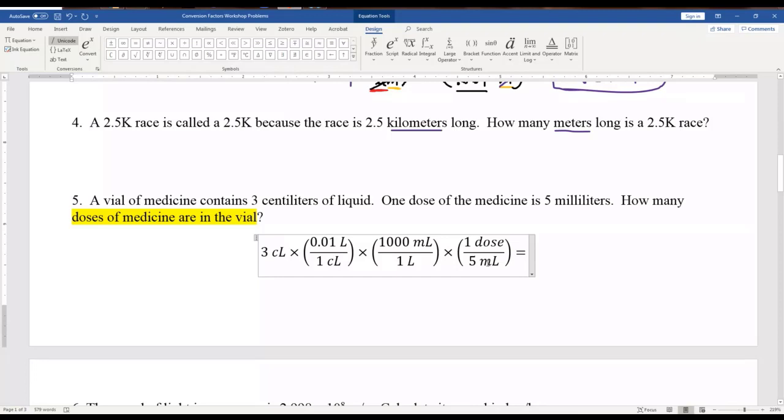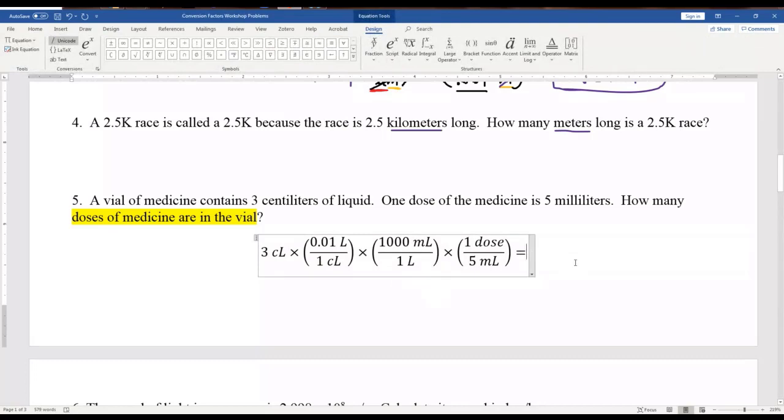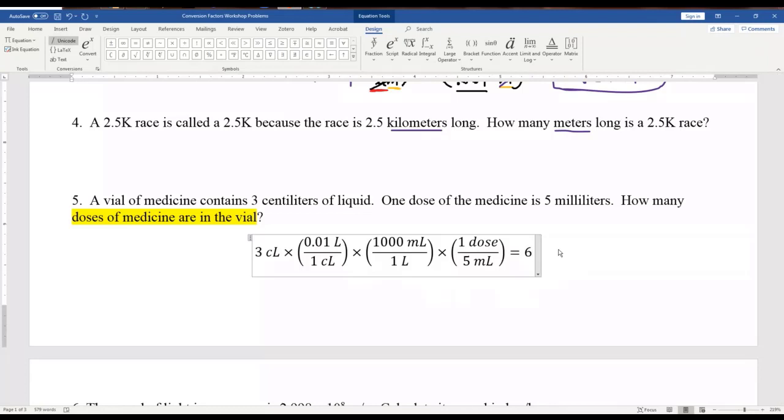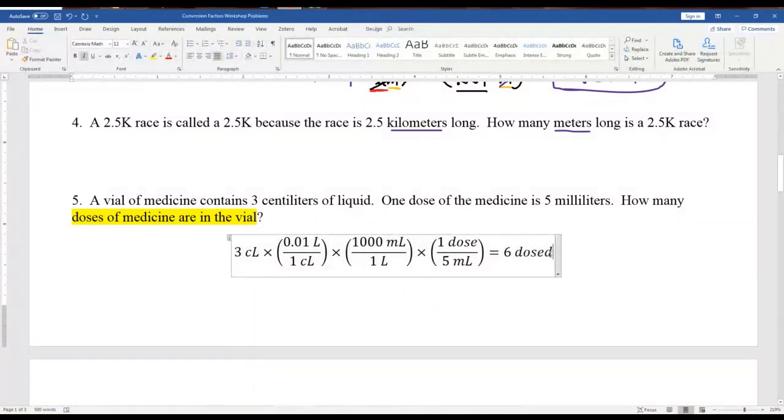Now, of course, if it is a 1, you can skip that. Because if you multiply something times 1, it's going to be the same thing. Divide something by 1, it's going to be the same number. All right, and if you go ahead and calculate that, you should end up with, very good, 6 doses. Well done. You guys are champions at this already. Doses. There we go.